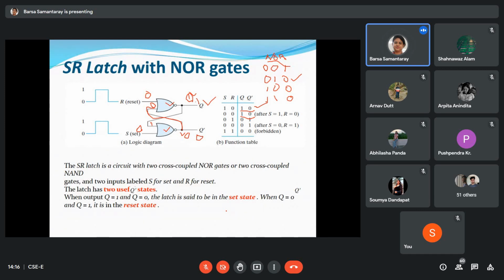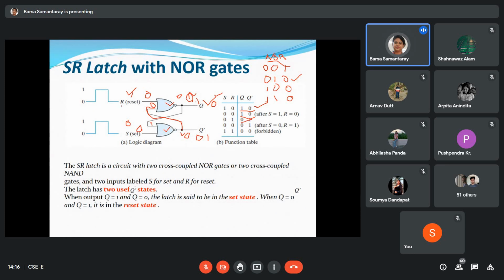Now you start from here. If R is 1 and S is 0, second condition. If any input of the NOR gate is 1, then the output should be 0, we know. This 0 is fed here, then both are 0 0. This one is 1. Now what is the output? It is 0 1. That means the Q output is 0. So if the reset value is 1, then the Q value is reset, that means Q is 0.